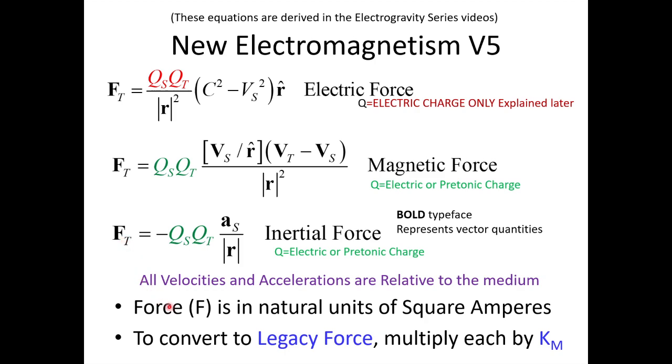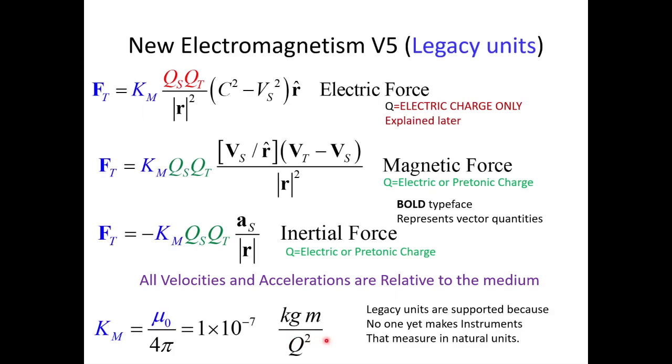Okay, to convert to legacy force, you multiply each by km. Km is mu over 4 pi, and this is New Electromagnetism V5 represented in legacy units of newtons, which would be kilogram meter per second squared. So if you understand the previous version of force is square amperes, which is coulomb squared per second squared, you multiply by km. The coulombs cancel and you get kilogram meters per second squared. So that's how you convert between legacy units and natural units.